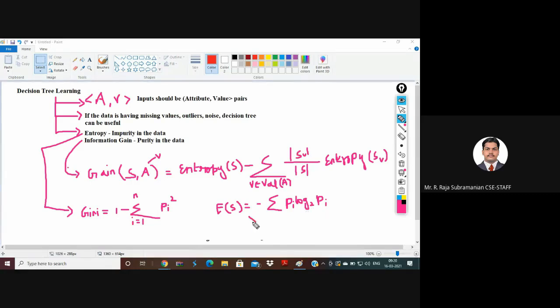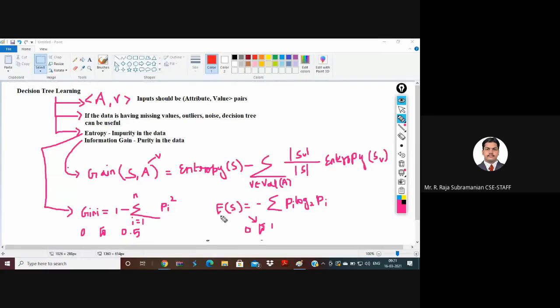Both of them tell me how my split decision is going to be. Entropy ranges from 0 to 1, because of the support from the logarithm. Gini, as already said, is going to range from 0 to 0.5. So this is the range for Gini.